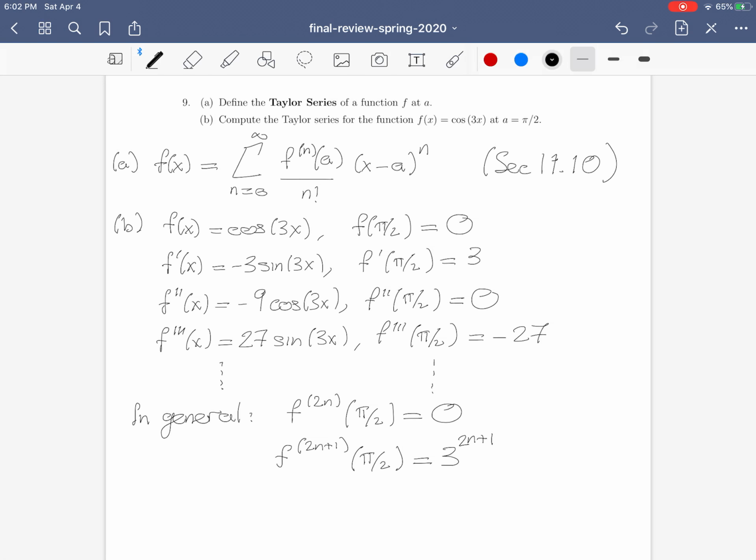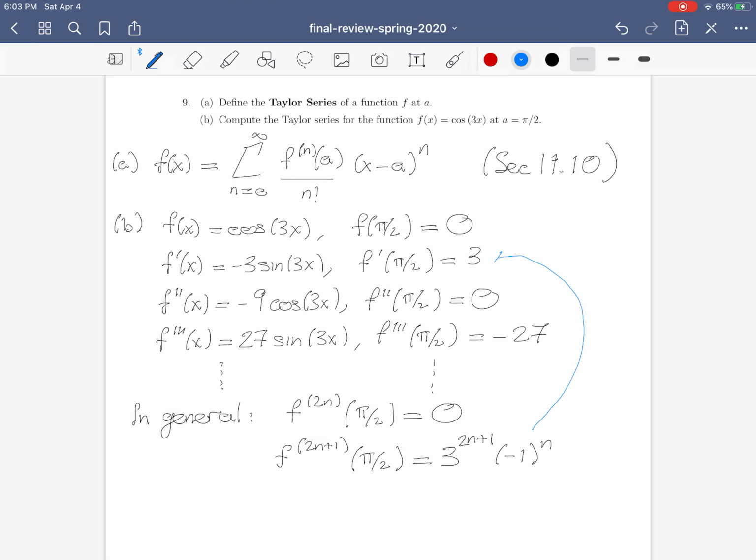So my constant is going to be 3 to the 2n plus 1 for the 2n plus 1th derivative. But my sign is changing. And it turns out the right formula for the sign is negative 1 to the n. How do I know this is the right thing? Well, I could formally prove it by induction. I'm not going to do this.